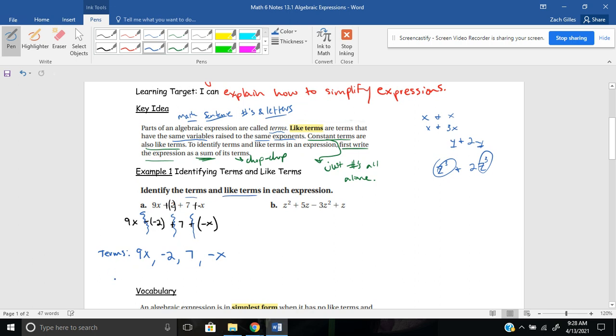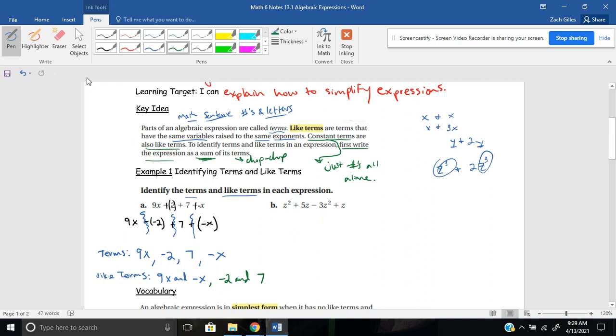Then, lastly, I need to also identify my like terms. And remember, like terms are terms that have the same variables raised to the same exponents, and constants are also like terms. So my first set of like terms, I see I have 2 terms that have x's with them. So my first set would be 9x and negative x. Those are like terms. And I also have, so I'm going to put a comma, negative 2 and 7. Those are like terms because those are constants.